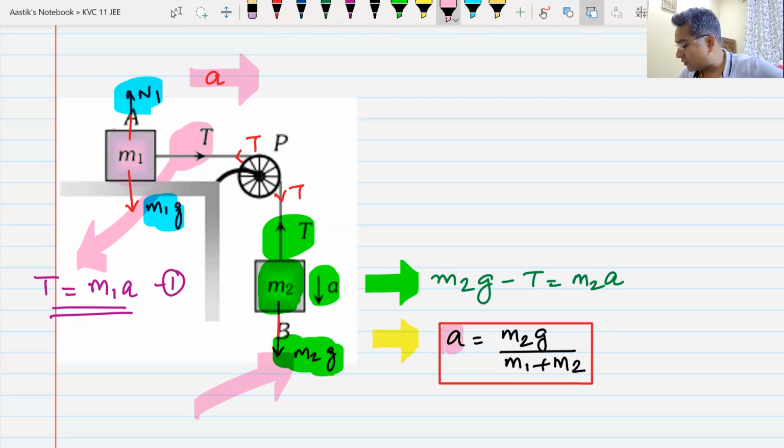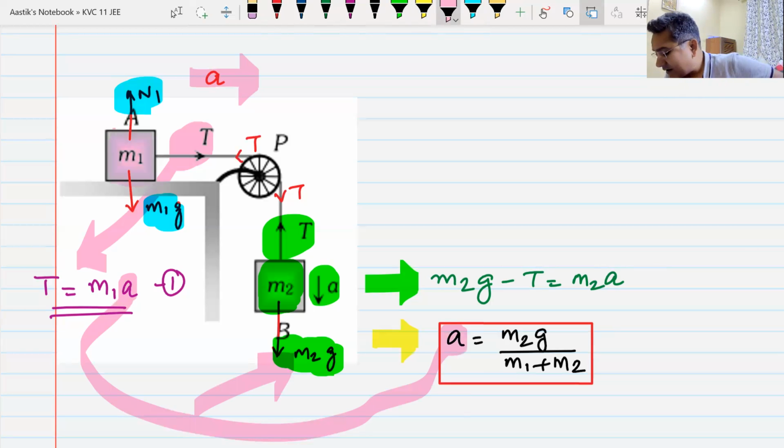As soon as you get the value of your acceleration, you can put the value of acceleration here, and straight away you will get the value of T. Yes or no? Now, the only thing that remains is to find out the value of force on the pulley. Anyone knows how to get the force on the pulley?